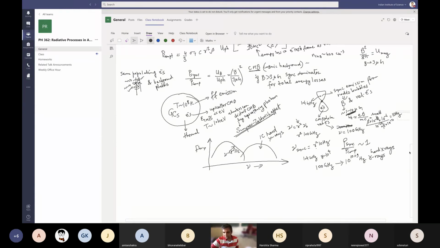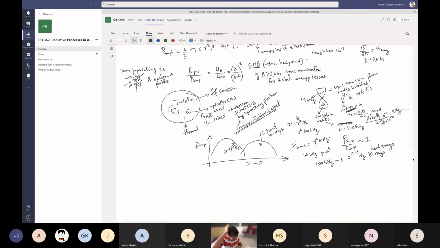Okay, so this is fine. So let me write the total Compton power for power law electrons. So this was just for a single electron.